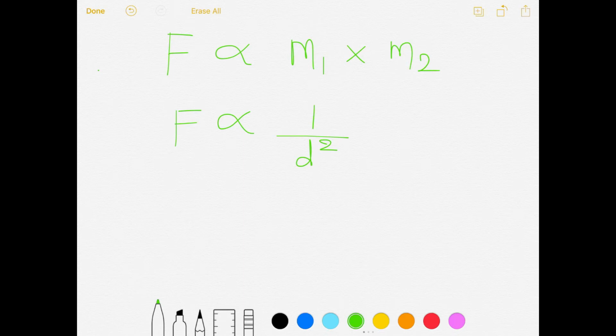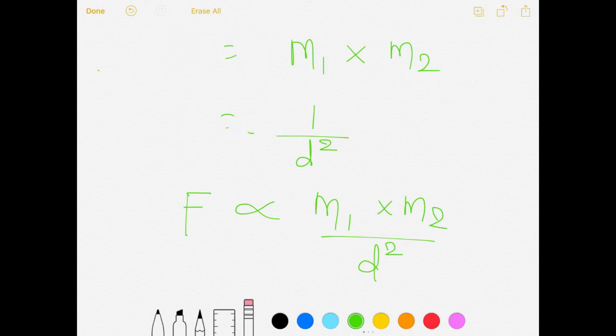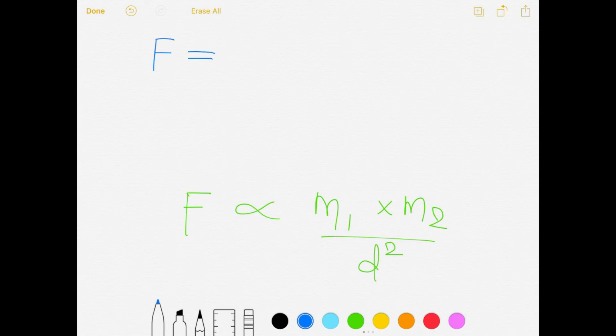Now, if we combine both of these equations, what do we get? Combining both, we get F is directly proportional to m1 multiplied by m2 divided by d squared. Now, as we know, if you want to remove the proportionality symbol and place an equals sign, then I have to place a constant.